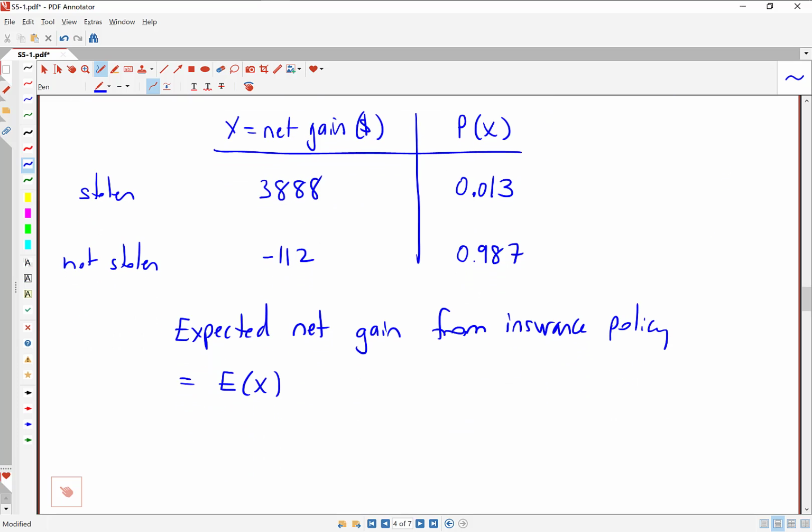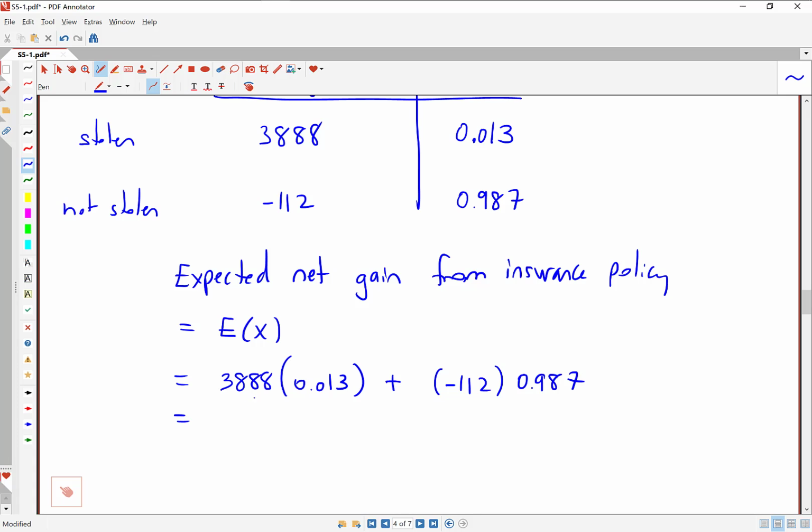And the way we actually calculate that, let's take each of our X values and multiply by the probability. So you've got your 3,888 times 0.013 plus adding on negative 112 times 0.987. And we can type that whole thing into our calculator. So that comes out to negative 60. So if we think units here, this was our expected net gain from our insurance policy measured in dollars.